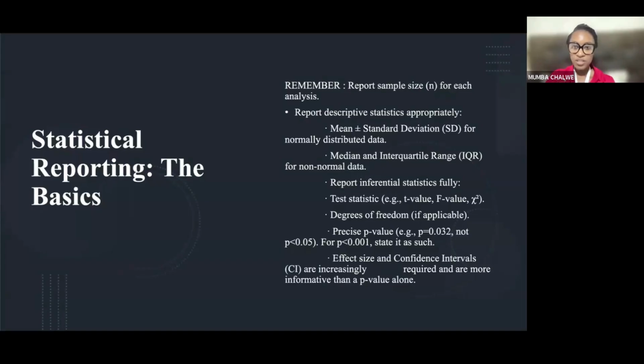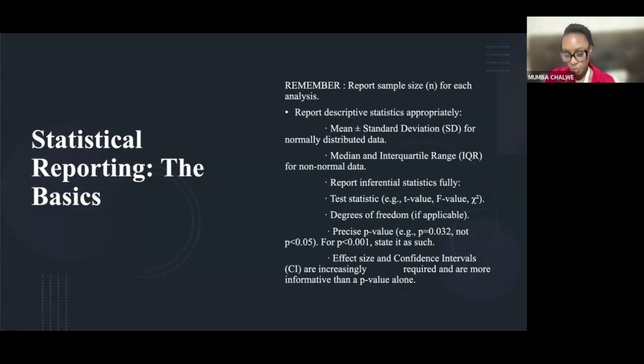So when reporting your statistics, you always want to ensure that you include the sample size. Okay, what sample size did you use for this? When it comes to descriptive stats, you include your mean plus your standard deviation, or your IQR for non-normal data, right? If you're using inferential statistics, make sure you tell us your test statistic, the degree of freedom if applicable, and the exact p-value, right?